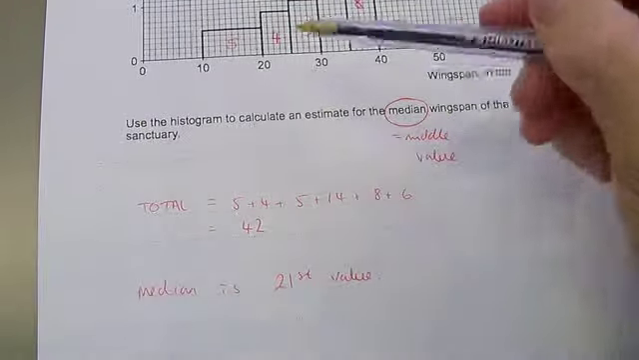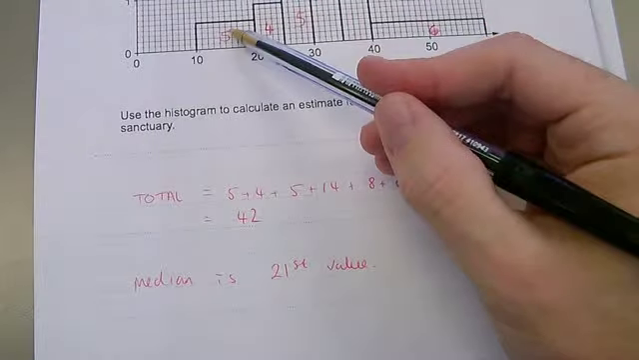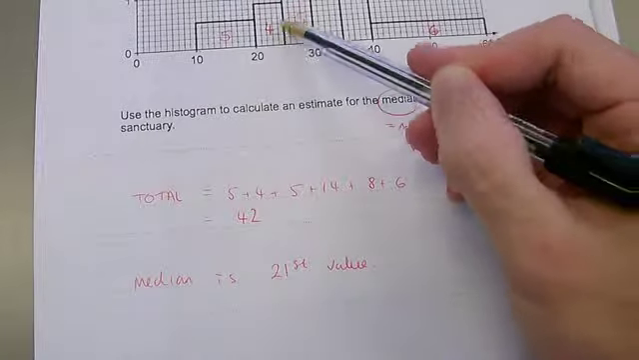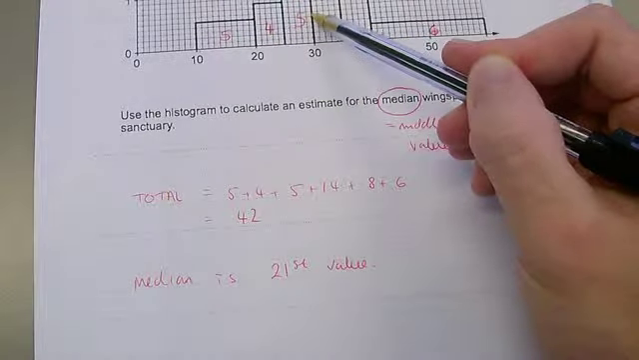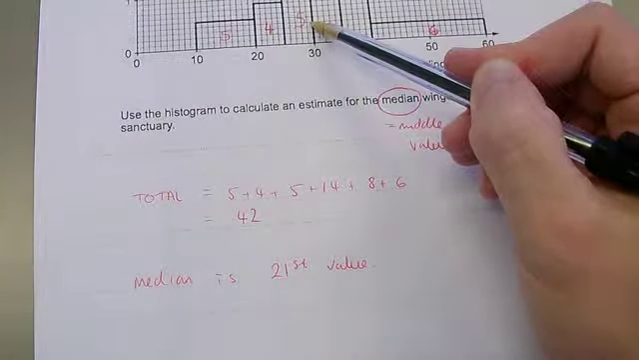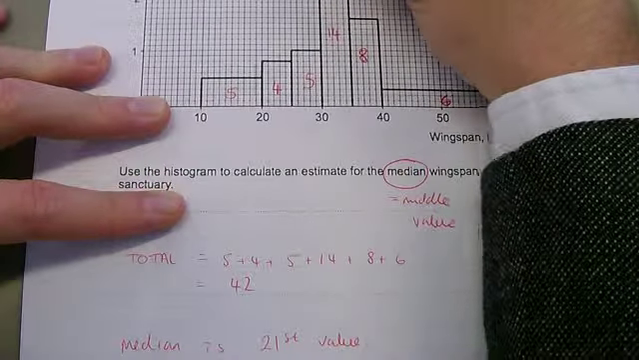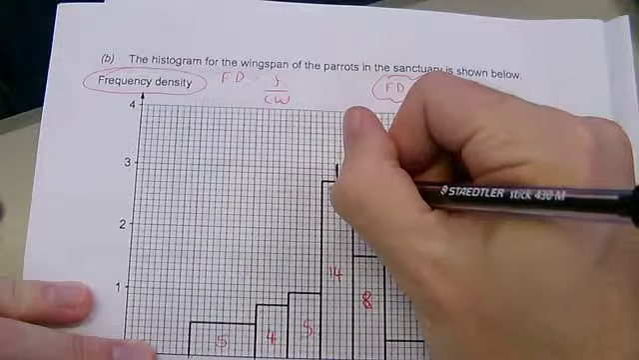Okay, so the 21st value. The first 5 are in here. The first 9 are now up to here, on this end point. The first 14 are now up to here. So I need to be 7 into this category. Now that splits it quite nicely, because the whole bar is 14.